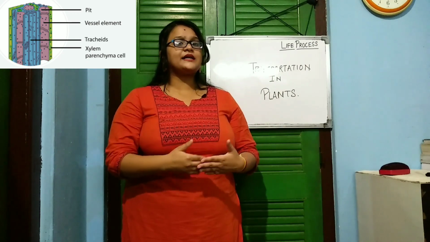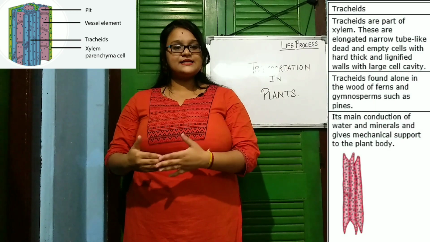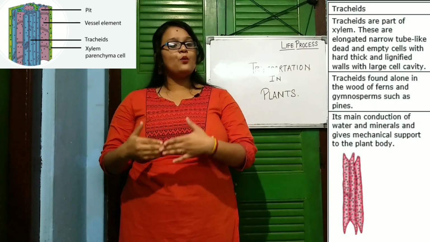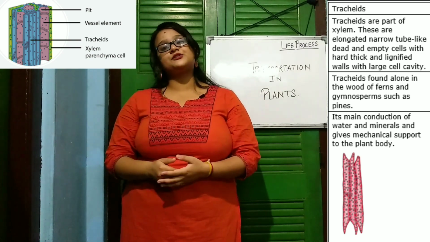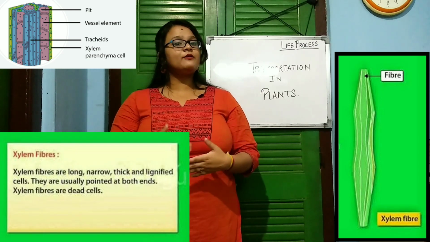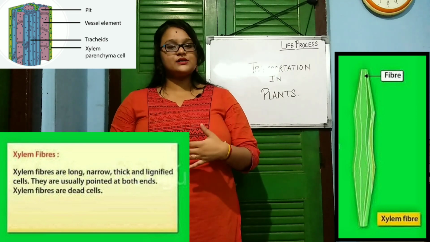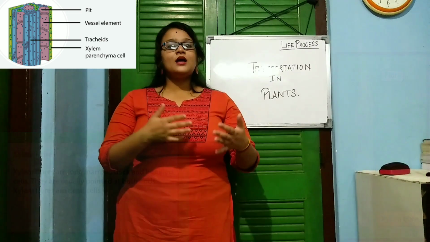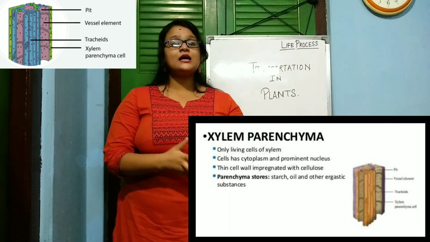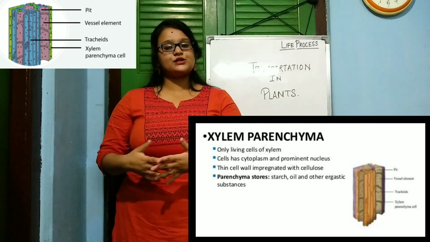Now, the next part is xylem tracheids. Tracheids are elongated dead cells which provide mechanical strength and help the plant in conducting water and minerals in the upward direction. Just like tracheids and vessels, xylem fiber also provides mechanical strength. They are thick-walled, long, narrow cells with tapering ends. Along with them, xylem parenchyma, which is small and thick-walled, helps in storing food. It also helps in water and salt conduction.